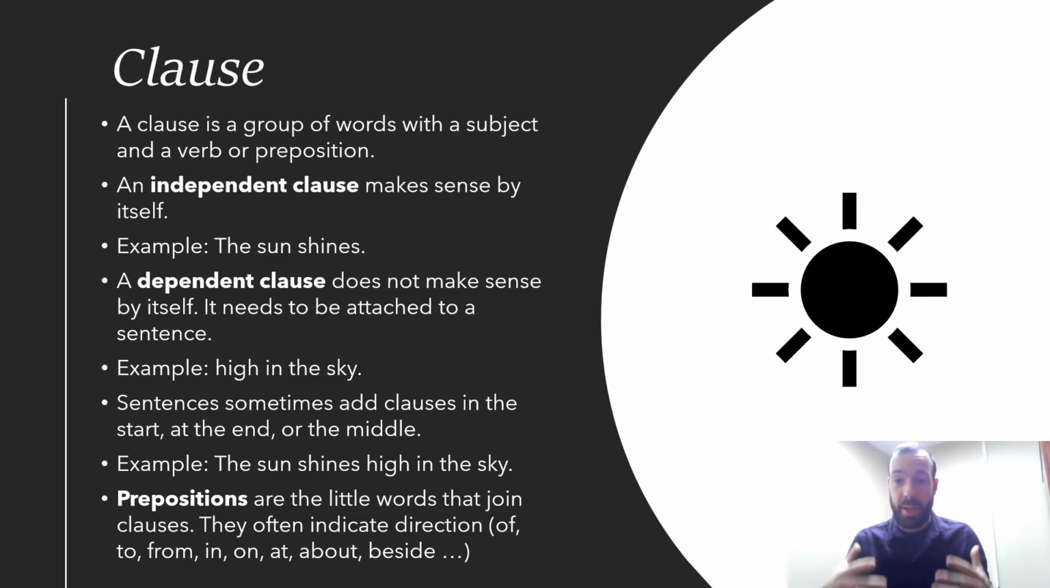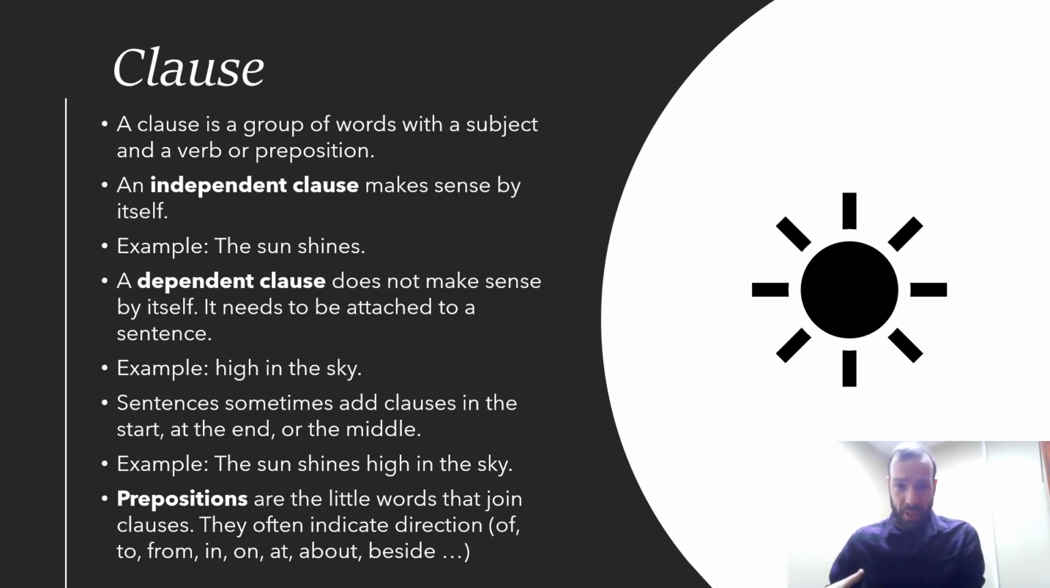So, for example, the sun shines has everything it needs to be its own sentence. It's got a subject, it's got a verb, it doesn't need any object, it doesn't need any extra clauses. You can add extra if you want, but it doesn't have to have them. A dependent clause does not make sense by itself. It needs to be attached to a sentence.